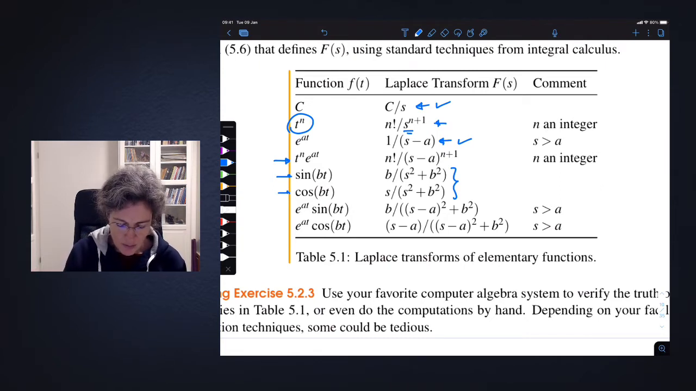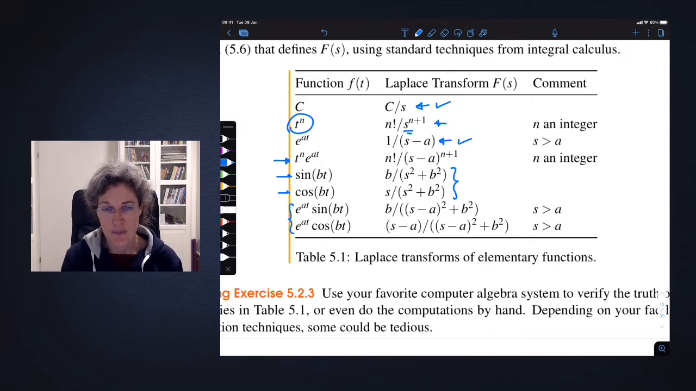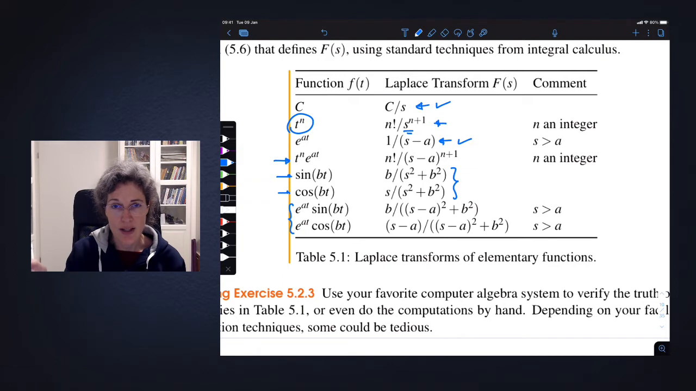We get some odd-looking things. And then we have combinations of exponentials and sines. So you'll notice here that we haven't started talking about discontinuous functions yet. That's a way away. We're just going to work with this for the moment.